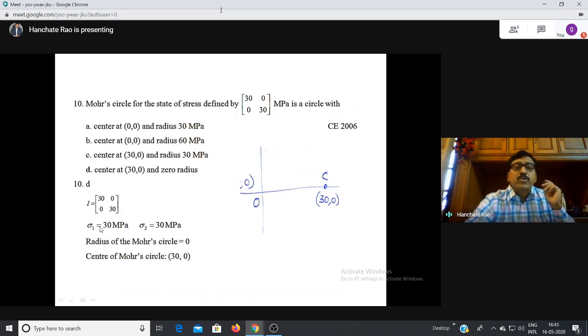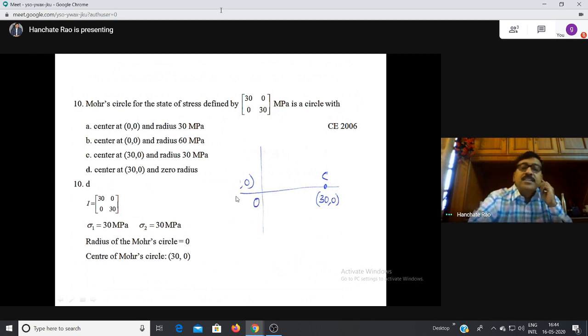So sigma 1 is equal to 30, sigma 2 is equal to 30. What is the radius of the Mohr circle? Radius of the Mohr circle is equal to sigma 1 minus sigma 2 by 2. Diameter of the Mohr circle is sigma 1 minus sigma 2. So the radius of the Mohr circle is sigma 1 minus sigma 2 by 2, which is equal to 0.